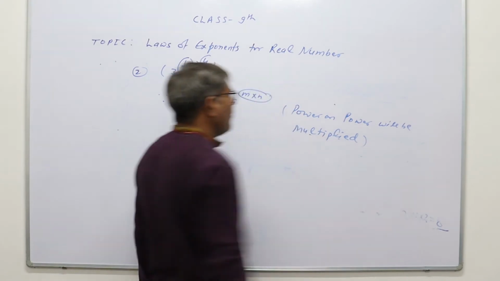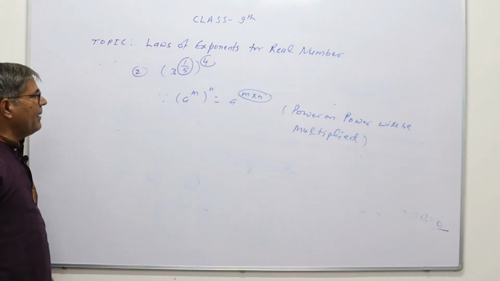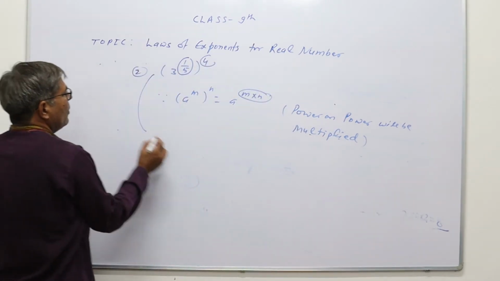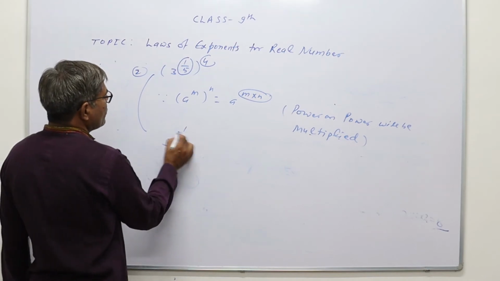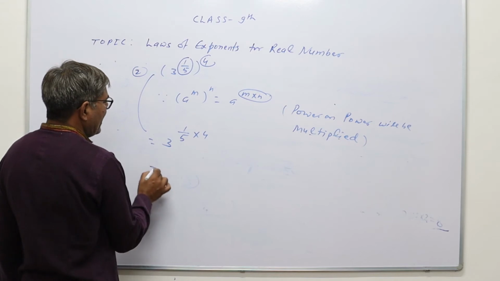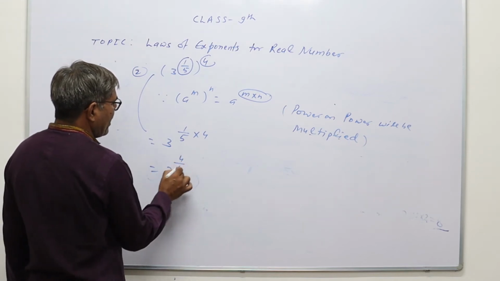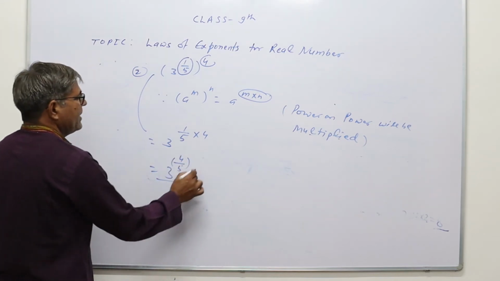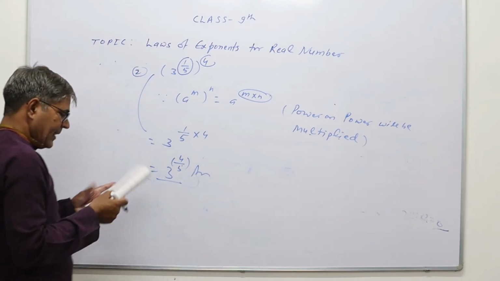If there is a power over a power, then the powers will be multiplied. So this will be equal to 3 raised to the power 1 upon 5 into 4. So it will be equal to 3 raised to the power 4 upon 5. This is your answer. Next one.